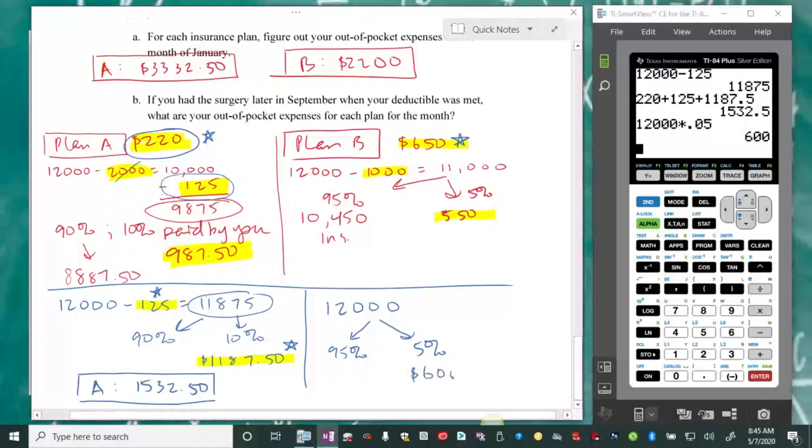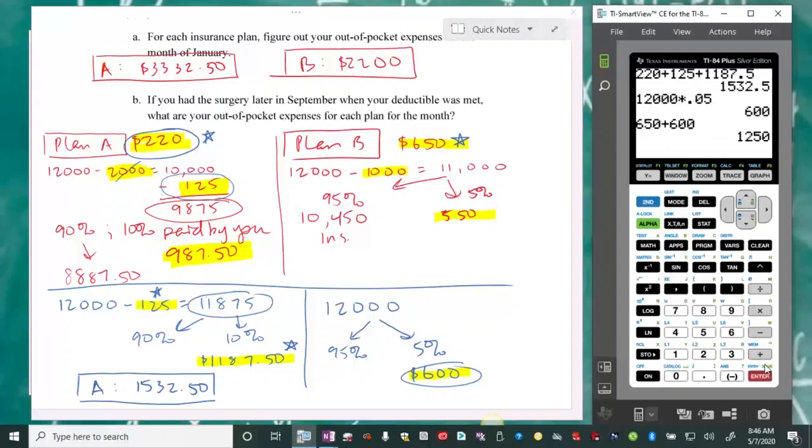Let me grab my highlighter. So I'm on the hook for my premium, no copay. So the only other thing I'm on the hook for is that $600. So I'm going to go ahead and take the $650 and add the $600. So my out-of-pocket expenses here for Plan B, let me get my blue pen, is that $1,250.